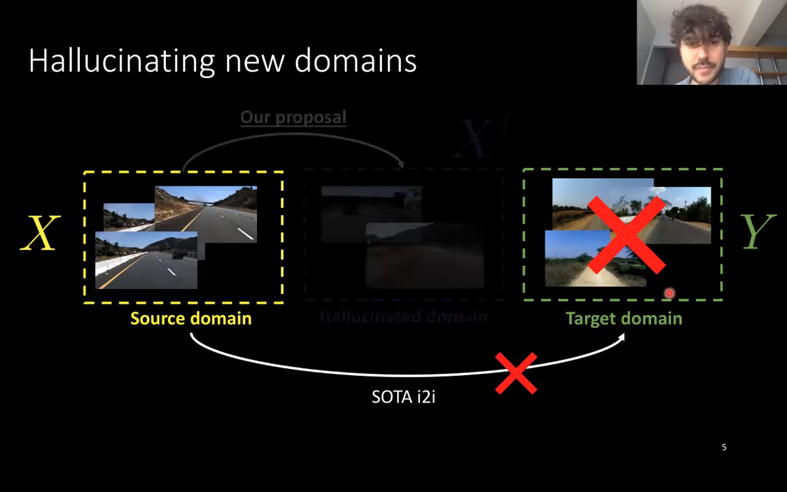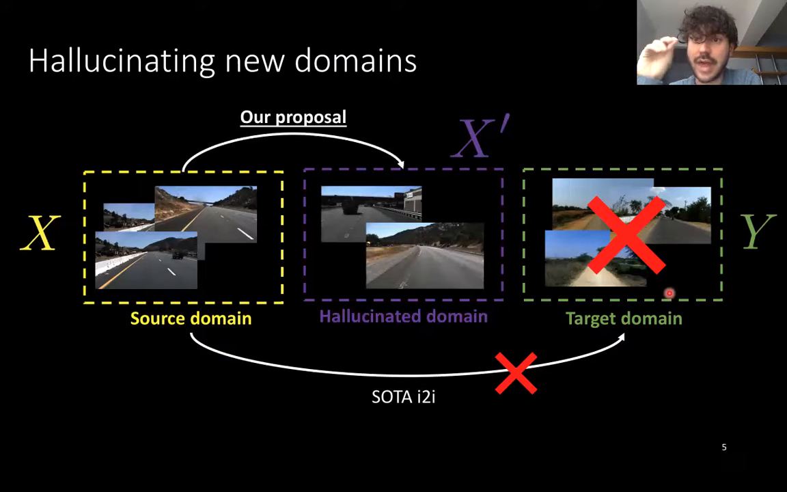So what we propose is to hallucinate a new domain that we call X prime by using only information in the source domain. We train an image-to-image translation network only on this set of images, and we want to hallucinate a new domain which is more similar to the target domain, which is unseen for us. Being more similar to the target, these images would be suitable for transfer learning purposes.